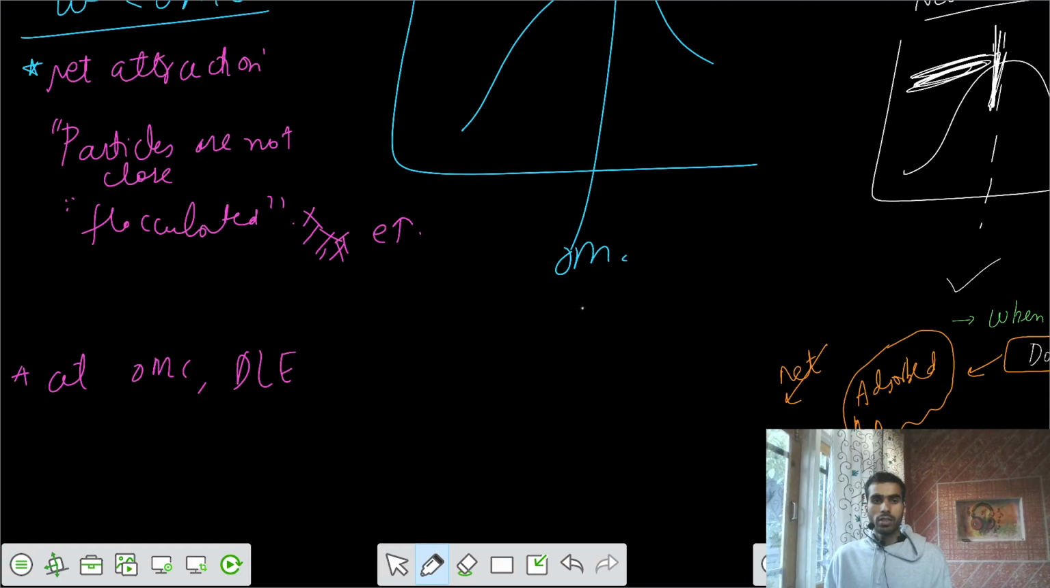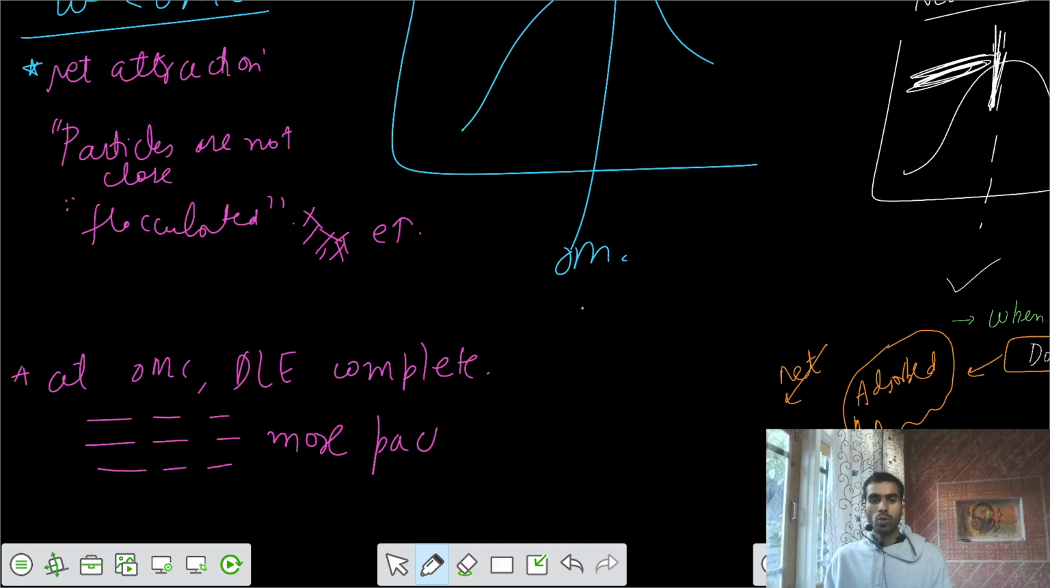But we say that at optimum moisture content, double layer expansion is complete. That means the structure, the particles, are aligned in this way now. So more close packing is there, void ratio is less, so gamma increases.